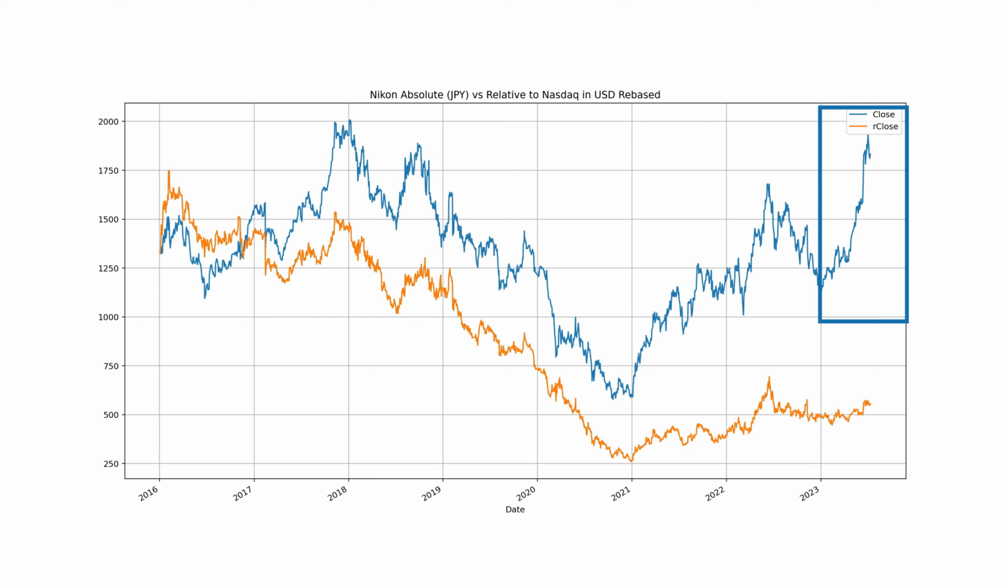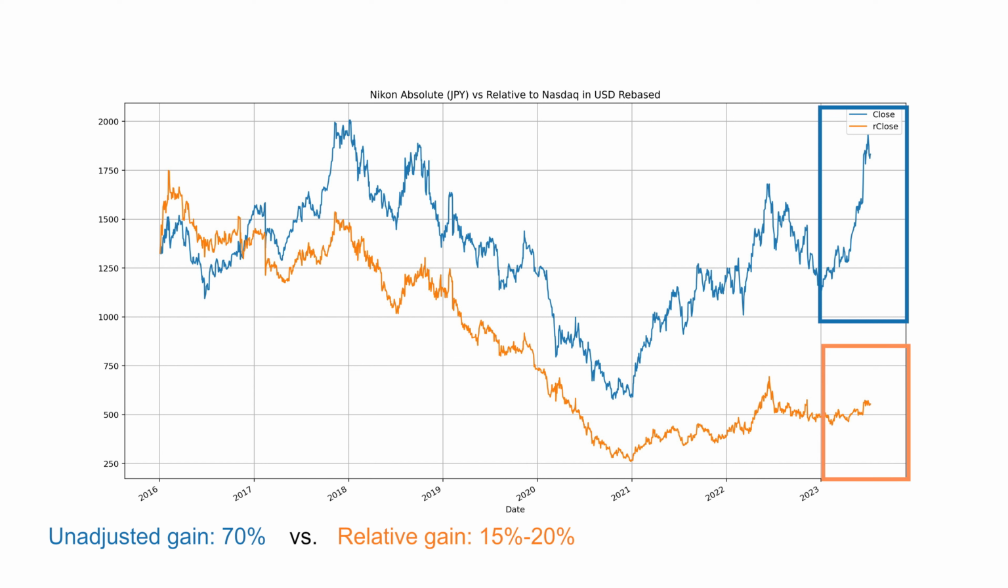The cumulative capital appreciation was almost 70% in Japanese yen, but the relative performance was less impressive at about 15 to 20% appreciation. Why? Because Nasdaq showed strong performance too, with around 30 to 40% appreciation. Also, the Japanese yen depreciated by about 10% for the same period. These factors made the 70% gain less impressive on a relative and currency-adjusted basis.